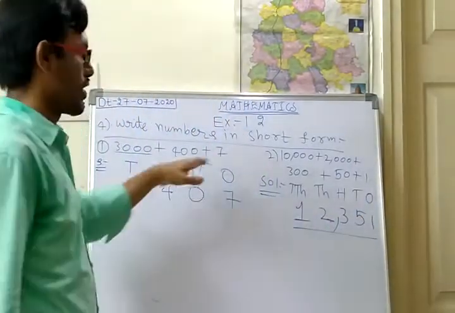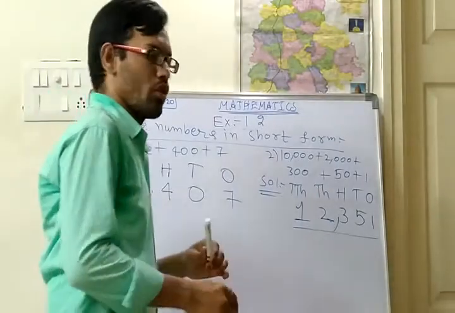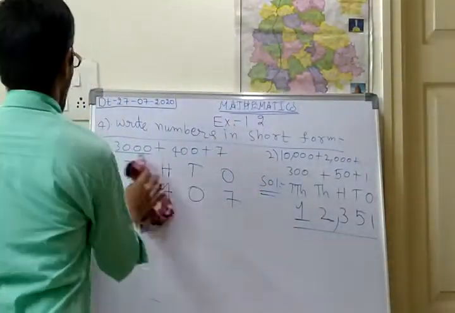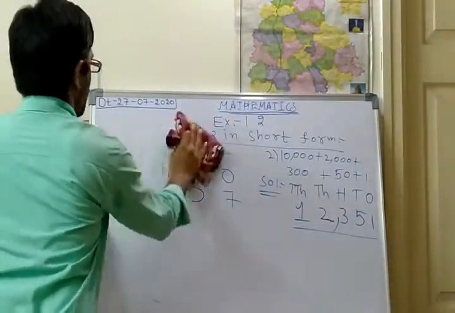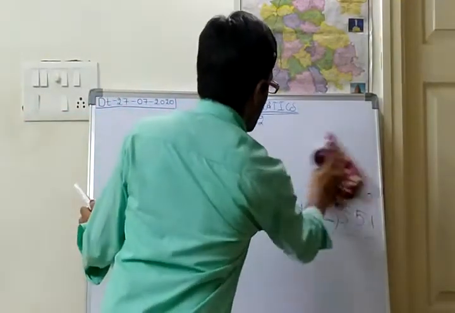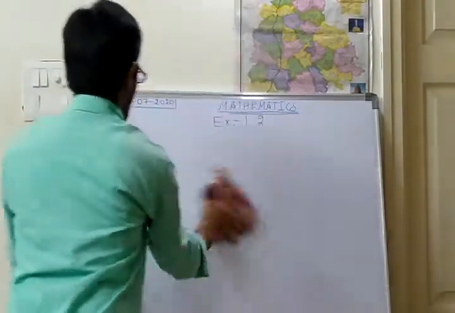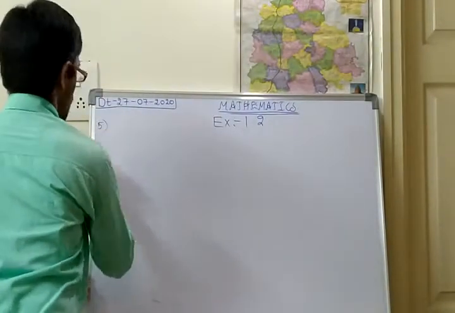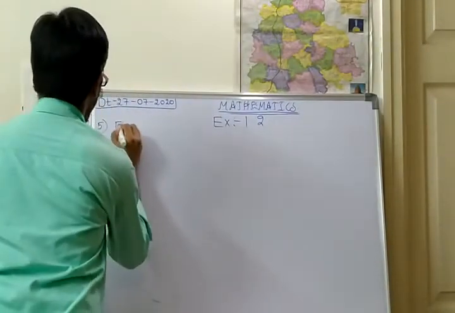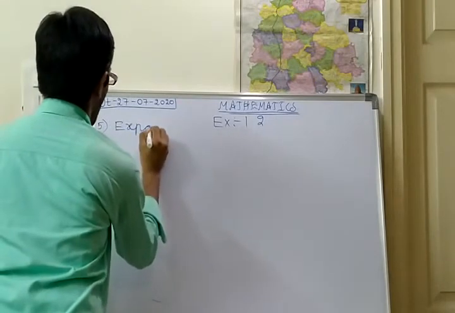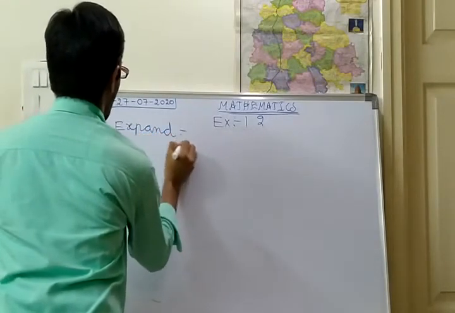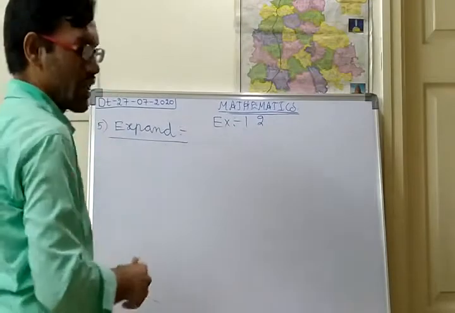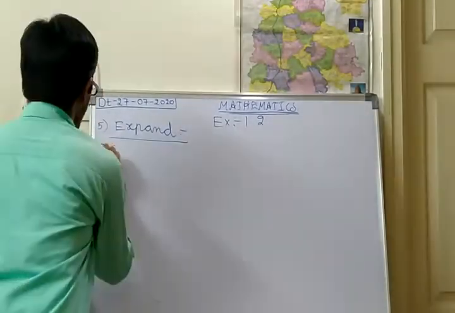Okay. I hope you are understanding. Now the next bit we shall see. The next and last bit, with that this exercise part will be completed. Okay. Fifth bit. What is the fifth bit? Expand the numbers. Whatever numbers are given, you should expand. So the second one, what is the second one?